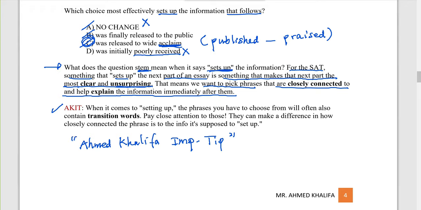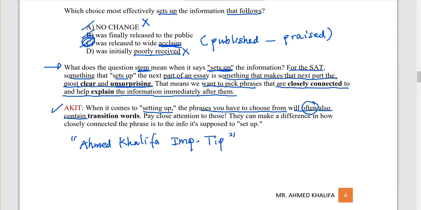Okay, anyway, when it comes to setting up, the phrases you have to choose from will often also contain what? Will often contain what? And when I say often, it's not always. It's not always. Often contain transition words.